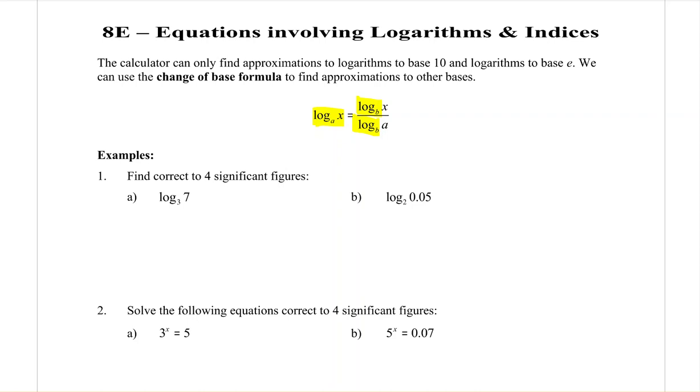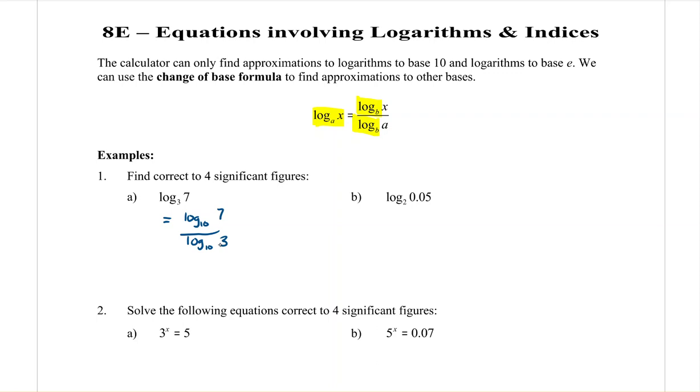Now if you're going to choose a base, you're either going to choose base 10 or base e because they're the ones that you can put in your calculator. So let's do this for question number 1. I want to find out what log base 3 of 7 is. So I'm going to choose a base of 10. I'm going to change that to be log base 10 of 7 over log base 10 of 3.